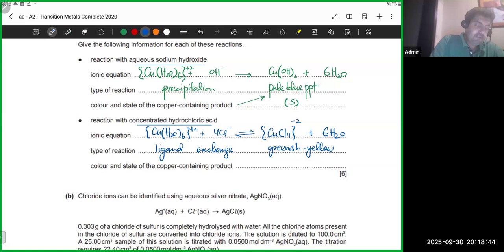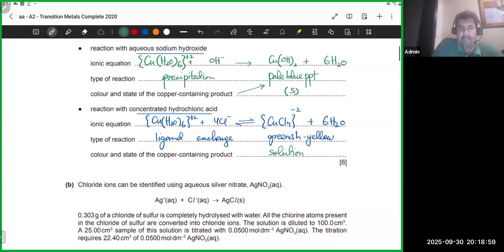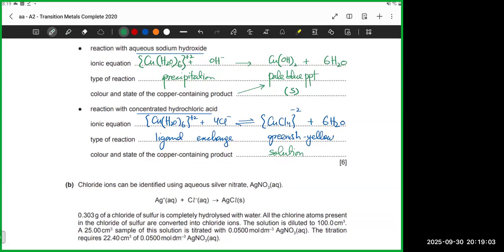And the state was an aqueous solution. So you can just write solution. I mean, this thing is floating in the solution, so aqueous solution. Okay. Is this clear? Yes.